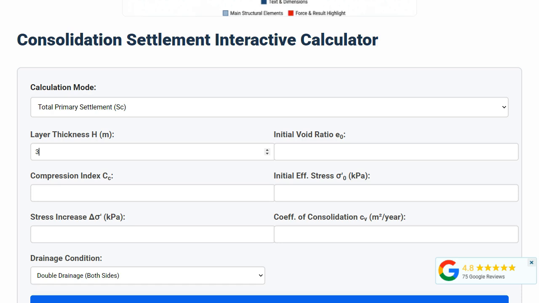For our example, let's use a 3-meter thick clay layer with an initial void ratio of 0.9, compression index of 0.3, initial stress of 100 kilopascals, and final stress of 200 kilopascals. The results will show you the total expected settlement and the time required to reach different degrees of consolidation.